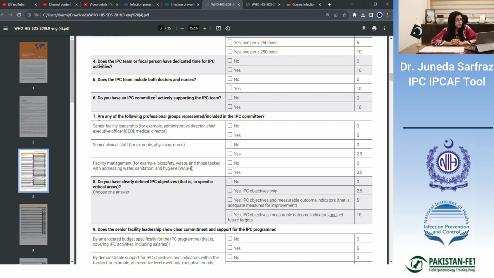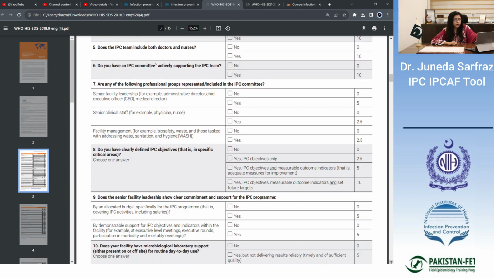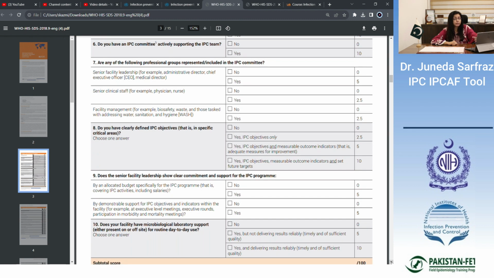Number 7 is, are any of the following professional groups represented or included in the IPC committee? So senior, this gives a list of people, right? If you see this, the scoring is not from 0 to 1. It could be 0, it could be 5, it could be 2.5 as well for this section. And why is that? Because they have defined that if you are up to the mark, then it's full. If you are somewhere in the middle, then the scoring shows that.